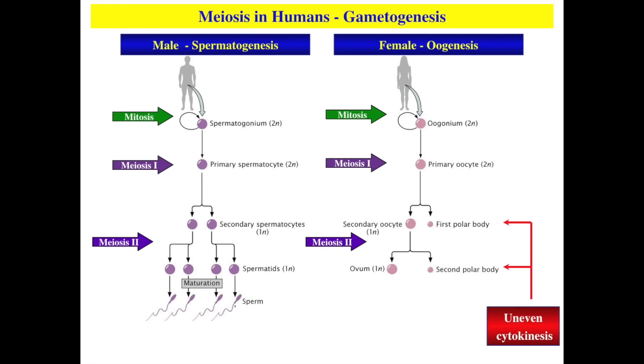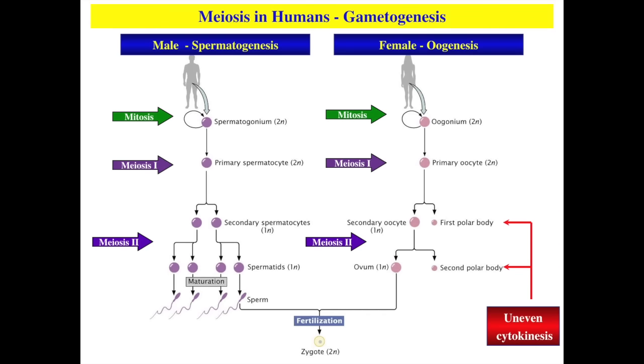This uneven cytokinesis ensures that there is sufficient products within the ovum to facilitate the growth of the embryo when it's fertilized by the sperm. And this happens during fertilization. Then you form a zygote. That's once again 2n. And then with a little luck, this zygote will develop into an embryo.